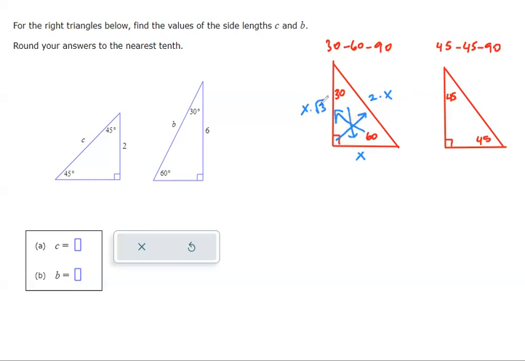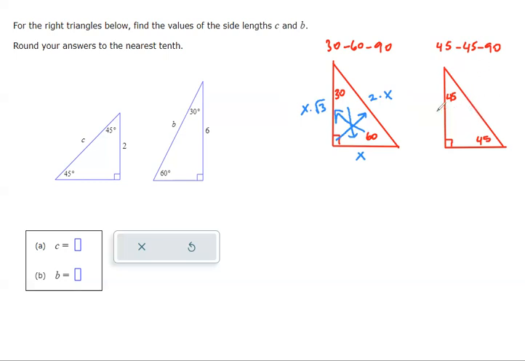I'd like you to remember this in words, meaning that in the 30-60-90 triangle, the smaller leg is half of the hypotenuse, or the hypotenuse is twice as much as the smaller leg. And the larger leg, which is the side opposite the 60, is the smaller leg times square root of 3. So that is the relation that we have to remember.